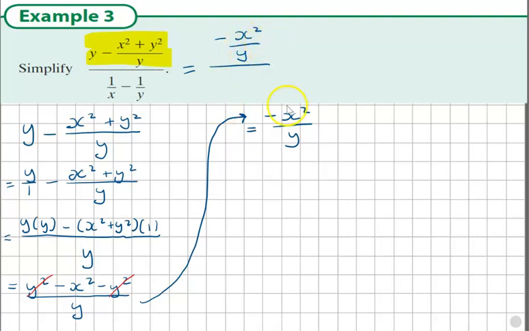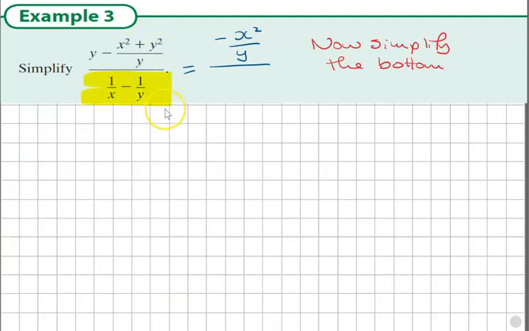I wrote that on top there because I'm going to have to rub this out to make space to work out the denominator. So y minus x squared plus y squared all over y simplifies to minus x squared over y. Next we want to simplify the denominator, so 1 over x minus 1 over y. Now we're going to simplify the bottom.